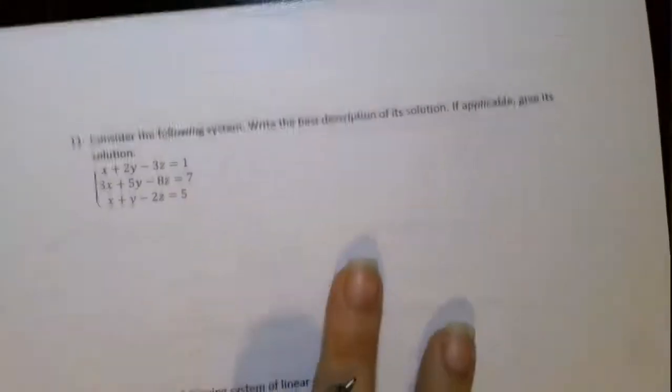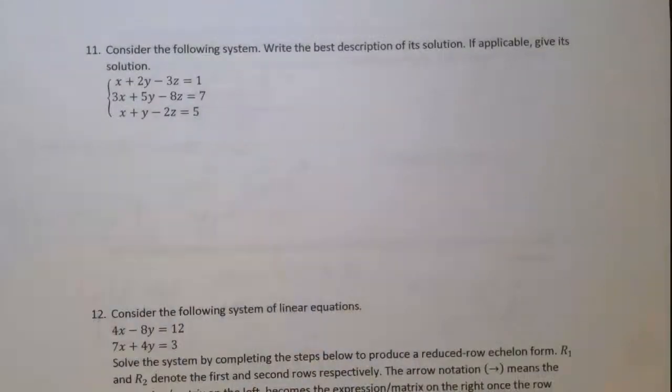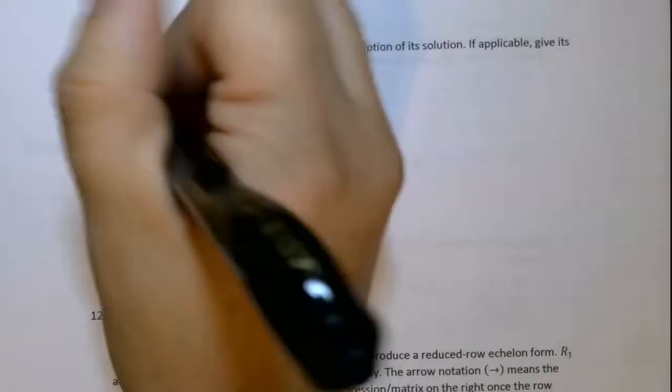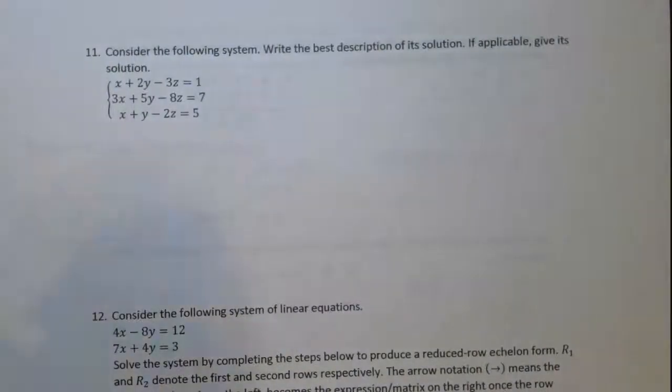Okay. This one gives me the system. It wants me to write the best description of its solution, and if possible, give the solution. So over here, it's going to work out just like the other one. I am going to cancel out x's because I'm going to first put the 2 with the x's.